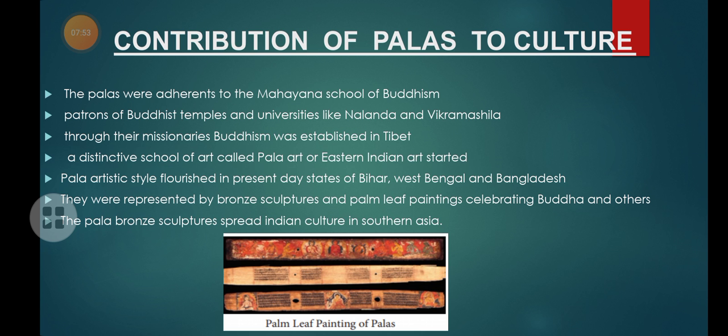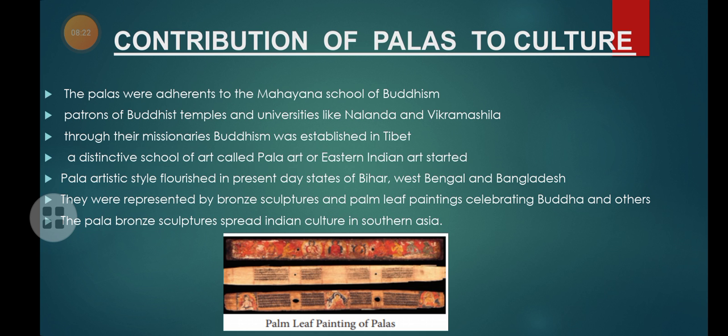So bronze sculptures means what? Sculptures made of bronze. Sculptures means idols, images made of the metal bronze. Here in Tamil Nadu, idols were made in clay, isn't it? Or some idols were made in silver or something. But their idols are made in the metal bronze.